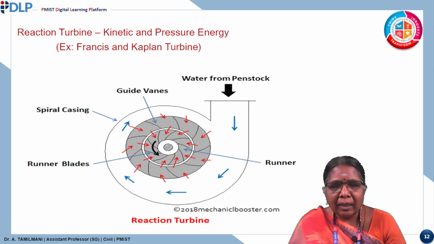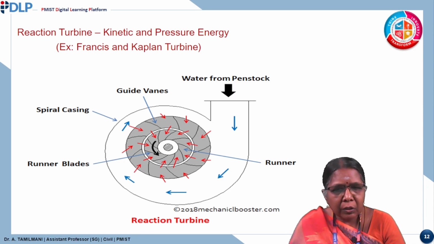Next, based on the energy, we have another type of turbine named the reaction turbine. Here we have kinetic energy as well as pressure energy at the inlet of the turbine. Here the water from the penstock enters into the casing. Casing is a closed cover in which the area of flow is slowly reduced.